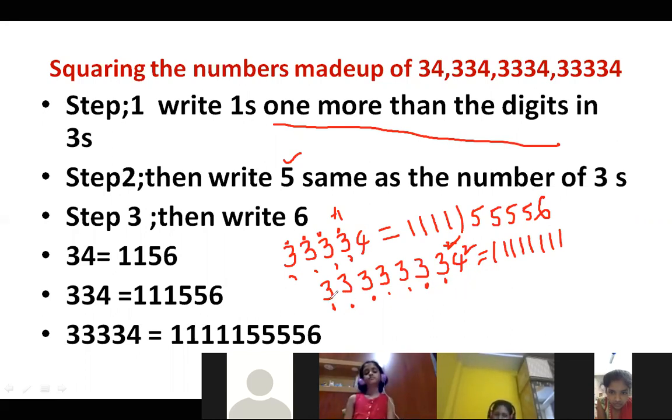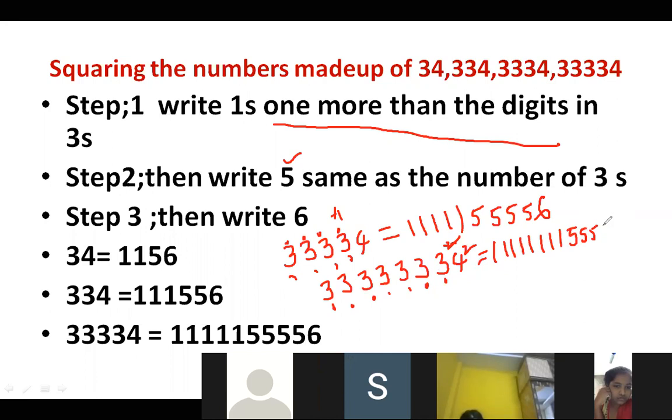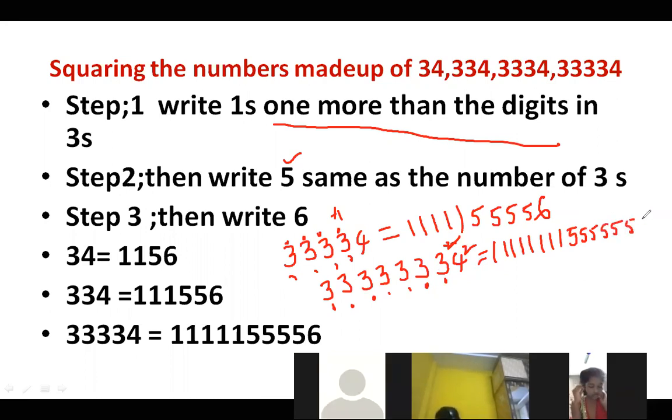Then write fives. Fives equal the number of threes. Ones means one extra, fives equal. 1, 2, 3, 4, 5, 6, 7. So 7 fives you should write. So what is the last step? Adding 6 is the last step. That's it. This is the way of squaring a number of this type: all threes, but in the ones place 4.